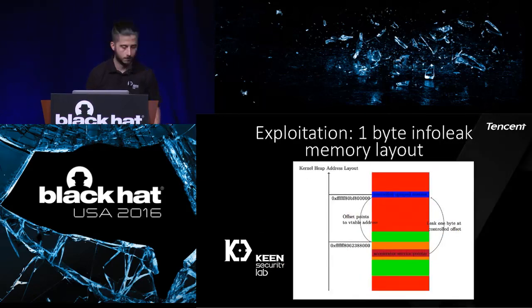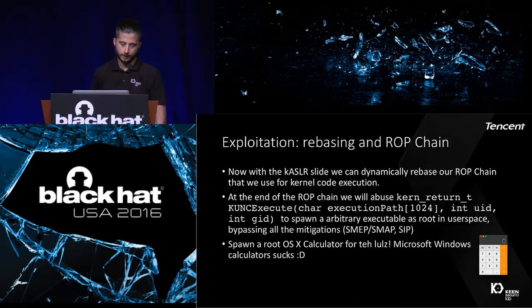This is a diagram of the info leak. Now that we have the KASLR slide, we can rebase our ROP chain, and we can start executing in the kernel. At the end of our ROP chain, we'll invoke this nice OS X method, KUNCExecute, which communicates with a user space daemon and allows you to execute an arbitrary binary as root. In this way, we can bypass SMEP, SMAP and SIP, and spawn a root OS X calculator.